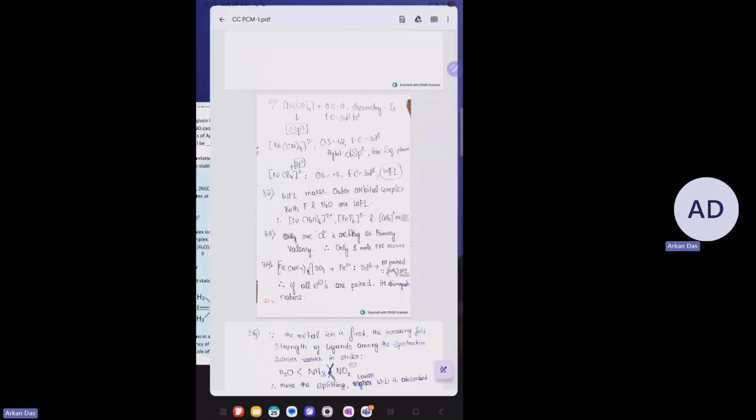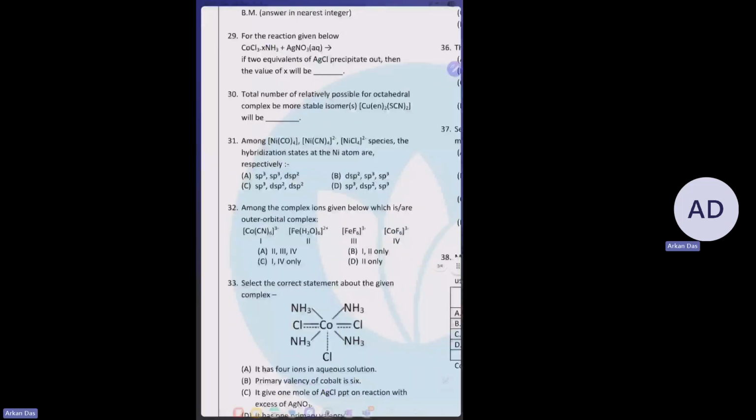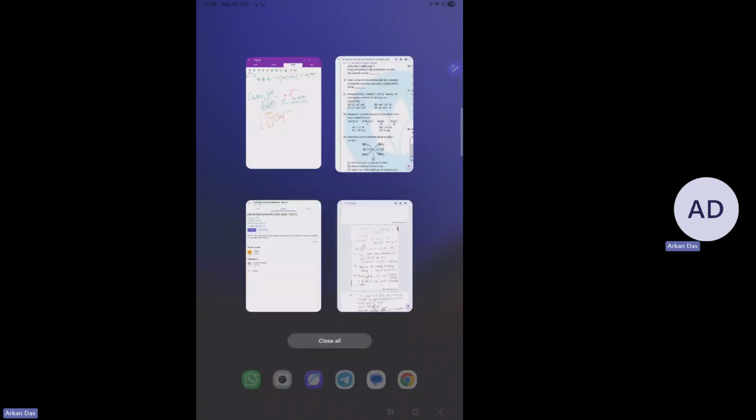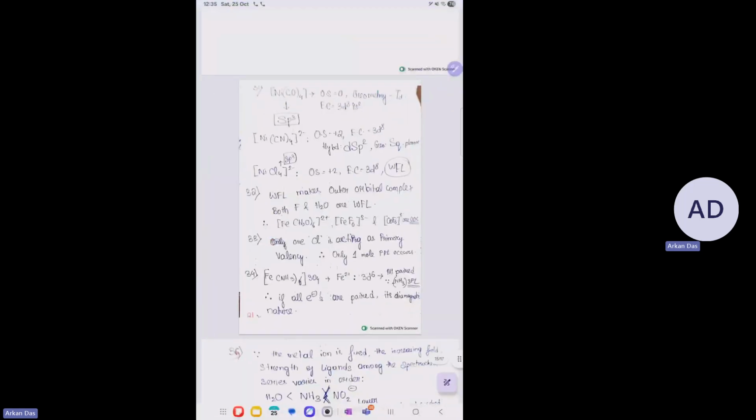Next question. Among the following ions, which is an outer orbital complex? We have to understand that an outer orbital complex is one which uses outer d orbitals. Since all of them have coordination number 6 and are octahedral, we have to draw all the compounds, find out which are weak field ligands and which are strong field ligands, and after we do that, we can come to know which are outer orbital complexes and which are inner orbital complexes.